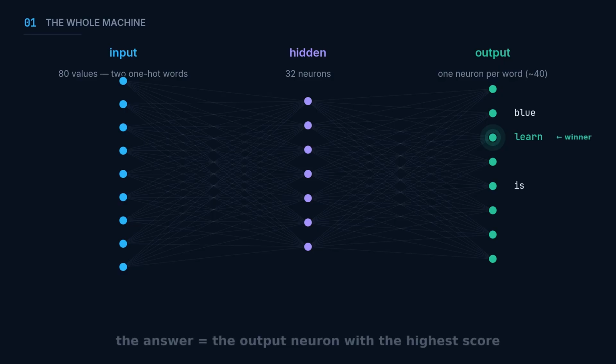And why 32 hidden neurons? Nothing magical. It's just a small number that works. You could try 8 or 64 and watch the behavior change.